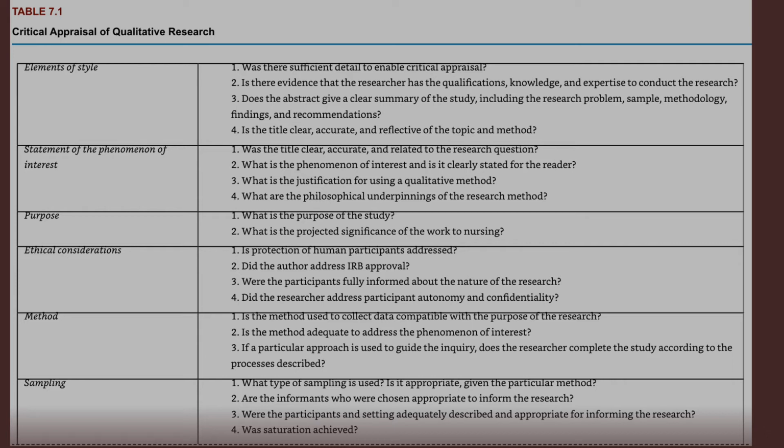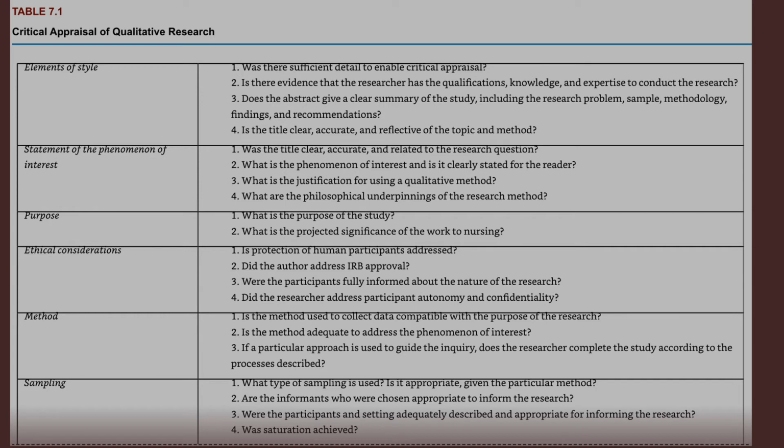Now, you are probably going to find some qualitative research articles that come up in your search that are not nursing articles. And that's okay because research does not have to be done by a nurse to be relevant to nursing. There are many people that do research that is relevant to nursing that may be medical sociologists or anthropologists or historians.